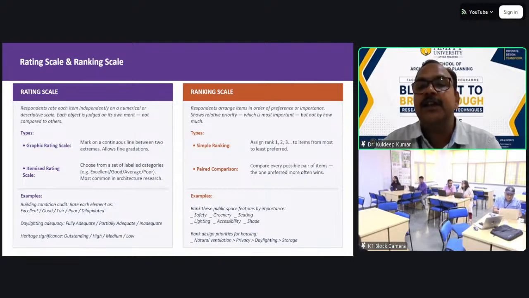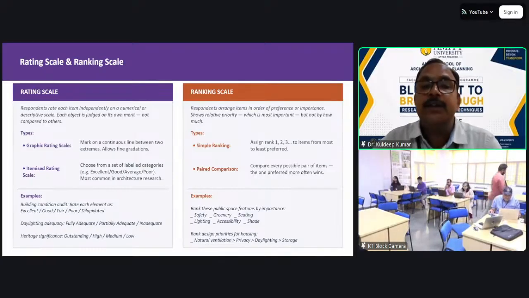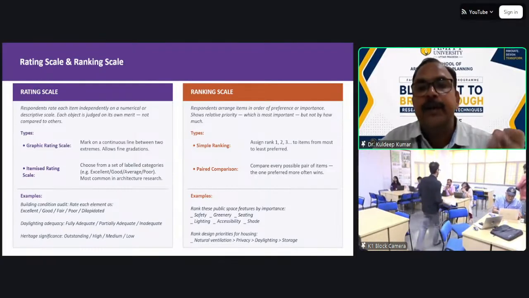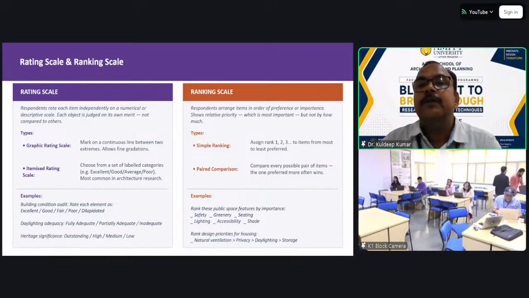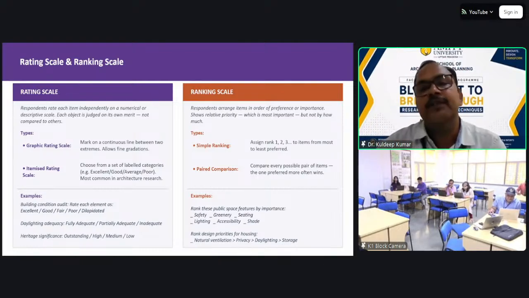And the itemized rating scale is most commonly used in architectural research. Here the respondent chooses from a set of labeled categories, like, rate the daylighting adequacy in the classroom. So you have categories like fully adequate, partially adequate, or inadequate, or rate the overall building condition: good, poor, very poor. Here the rating is already fixed, whereas in the graphic scale there are a lot of possibilities on which rating can be done. So this is also very useful in our domain.